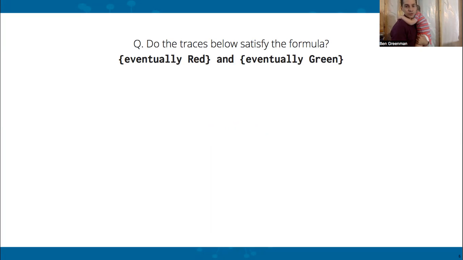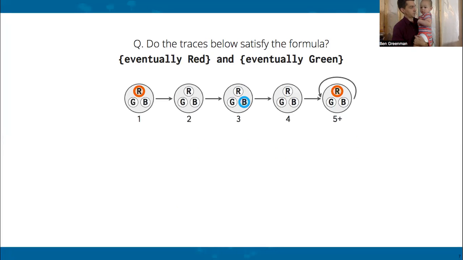So question, do the traces below, which will appear in a minute, satisfy this formula, eventually red and eventually green? So here's the first trace. It's got 5 states of our 3-light system. 5 states are shown, but really it's an infinite trace because the 5th state will repeat forever.